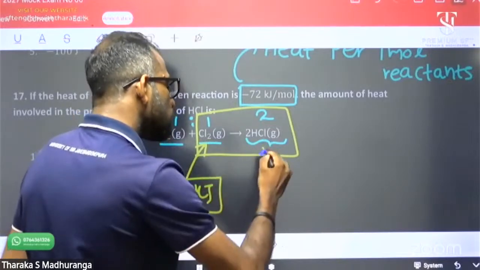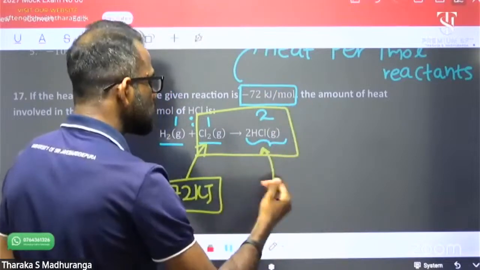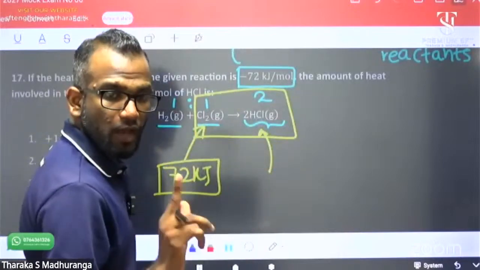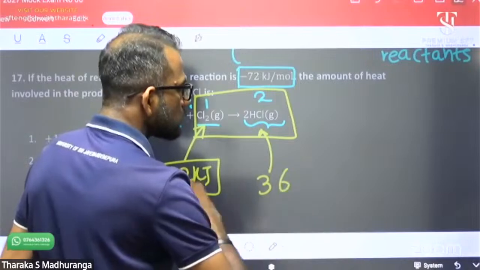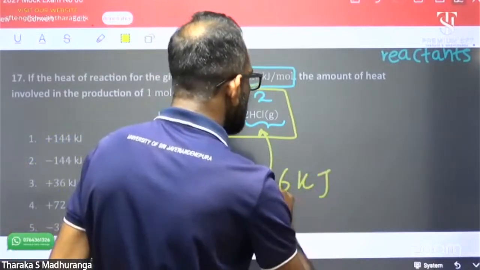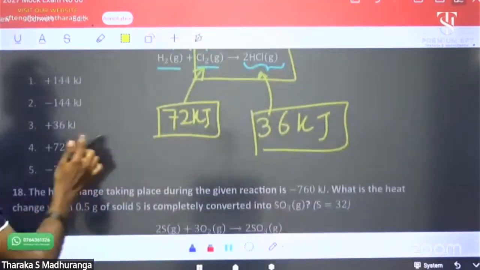For 2 moles of HCl it is 72. Per 1 mole, how many kilojoules? 36 kilojoules released. Since it is an exothermic reaction, heat is released. Answer number 5.